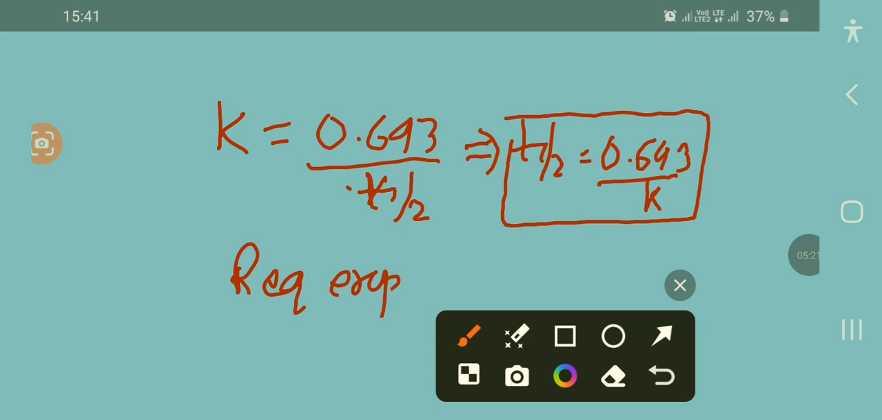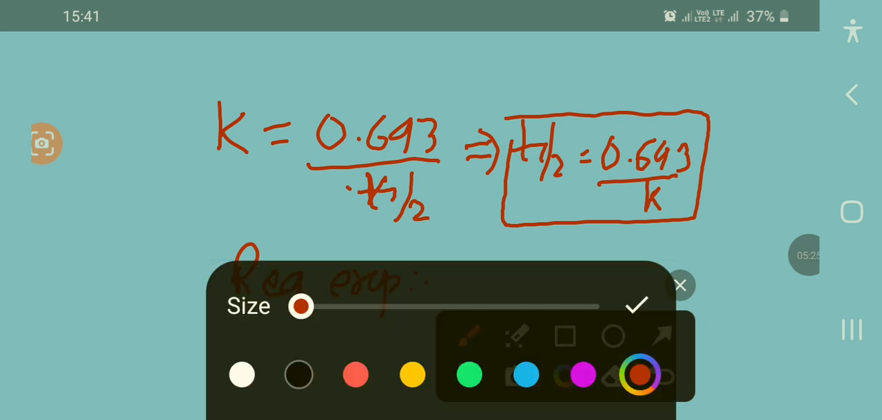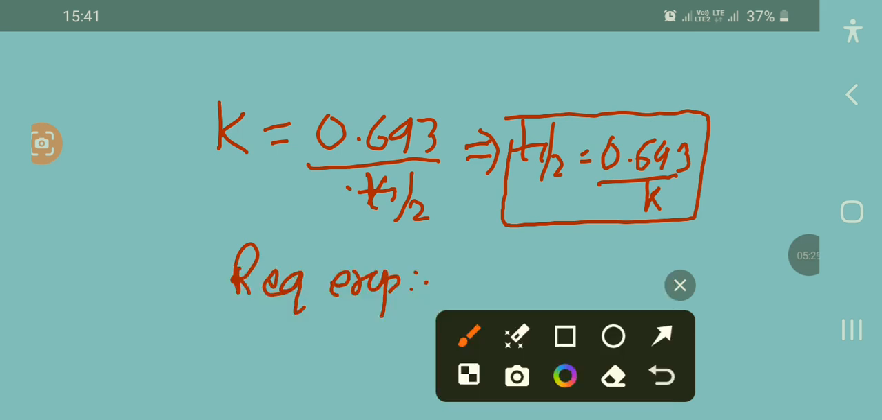And according to this equation, we can say that half-life period of first order reaction is inversely proportional to the rate constant and independent upon concentration of the reactant. I hope that it is very easily clear to all of you. Now move on to the next part.